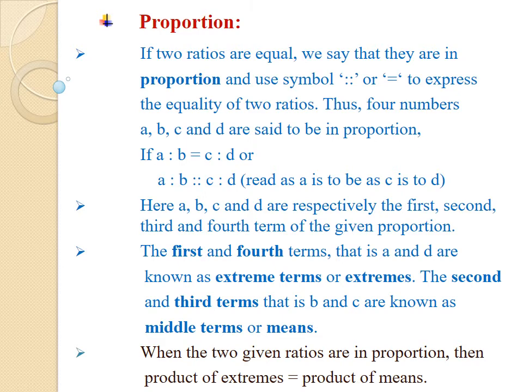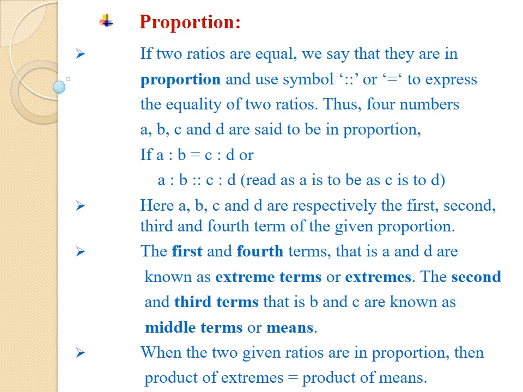When two given ratios are in proportion, then the product of extremes equals the product of means. That is, A into D equals B into C. For example, 36 is to 48 equals 45 is to 60. Product of extremes equals 36 multiplied by 60 equals 2160. Product of means equals 48 multiplied by 45 equals 2160. Thus, product of means equals product of extremes.